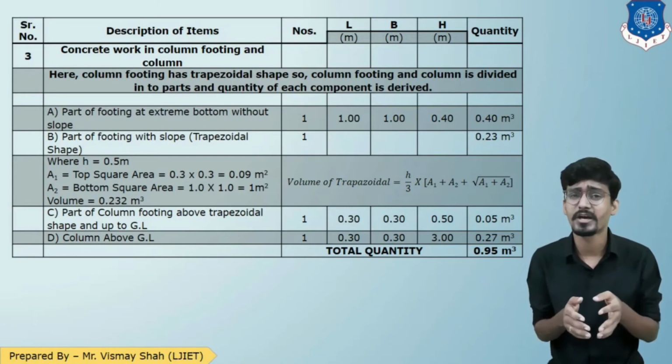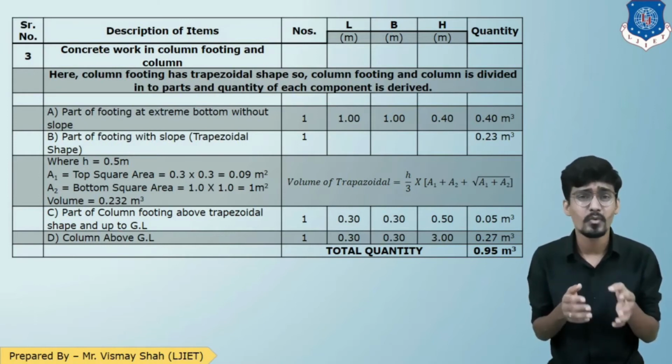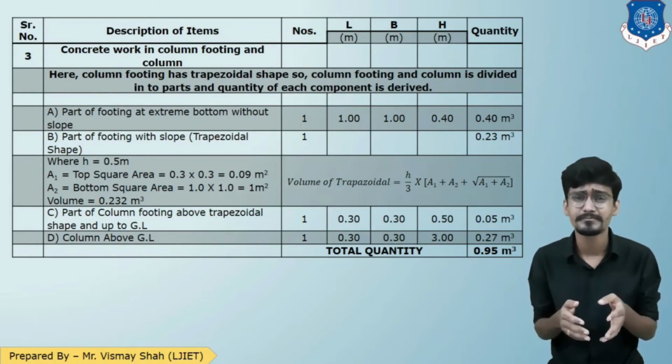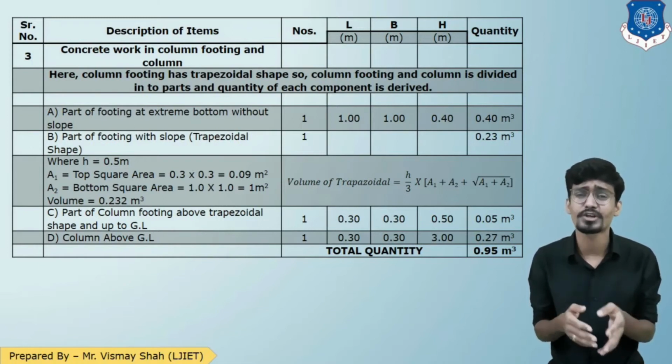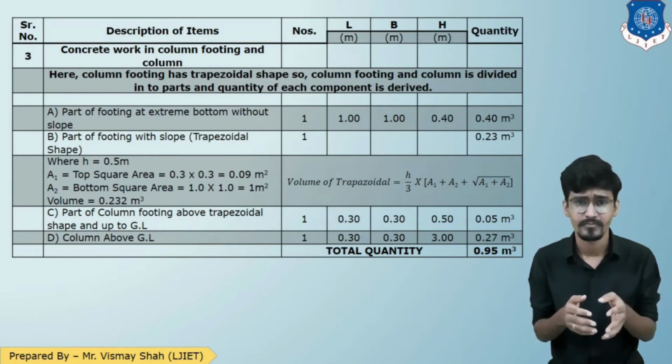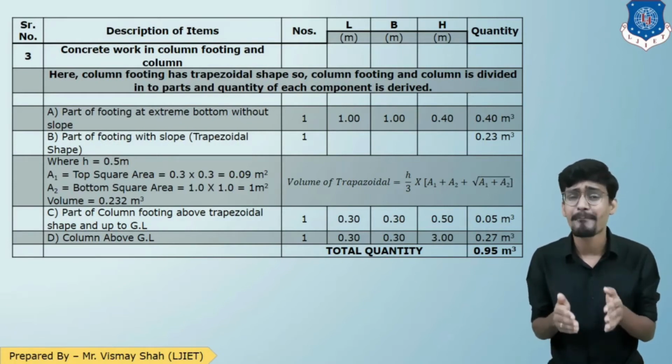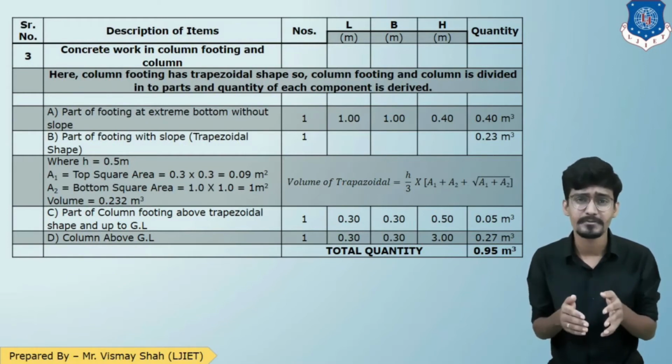So coming back to the calculation, the first part is the extreme bottom part of the footing. Now that dimension is 1 into 1, that is a square column, so it is 1 into 1, and the height of that portion is 0.4. Now talking about the second part, which is trapezoidal in shape.